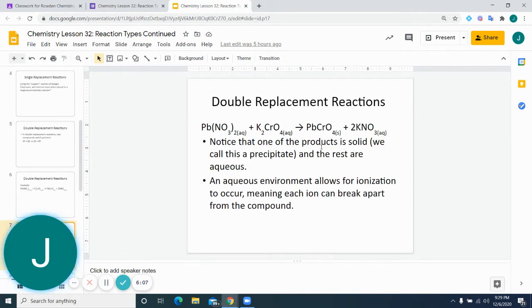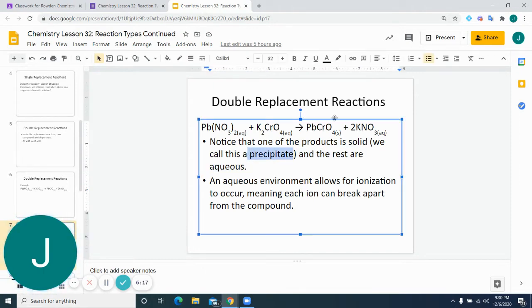The way we're going to do this, first off, one detail: one product is solid, and we call the solid product a precipitate. Very important word right here. Precipitate is the solid product that will come out of this type of reaction. Everything else in this you can see is aqueous. See all these AQs on there. In the aqueous environment, ionization can occur. What ionization means is that the different ions break apart from the compound. So these will break into ions. The one thing is, the precipitate doesn't break into ions.